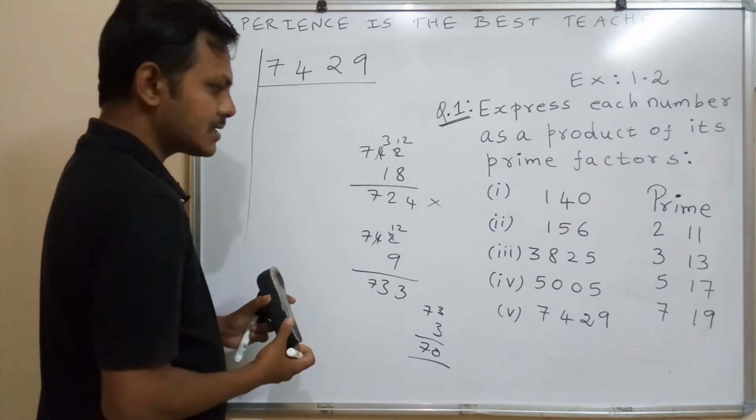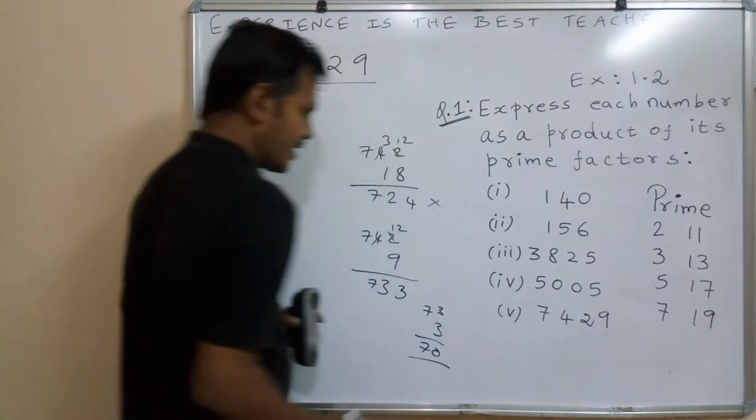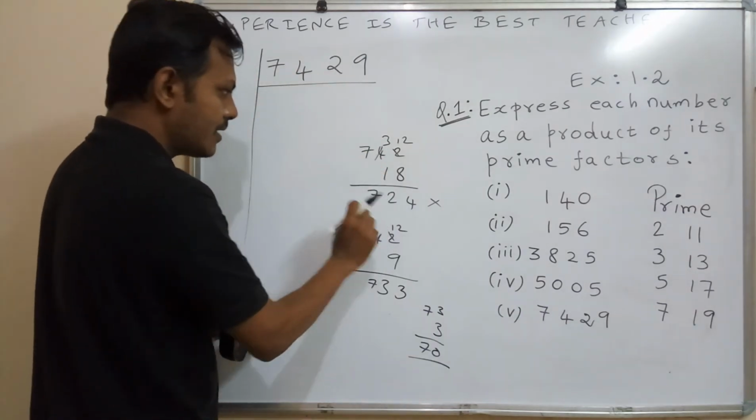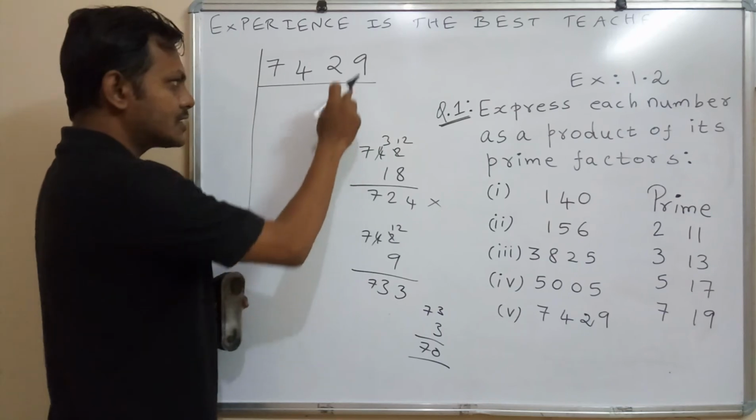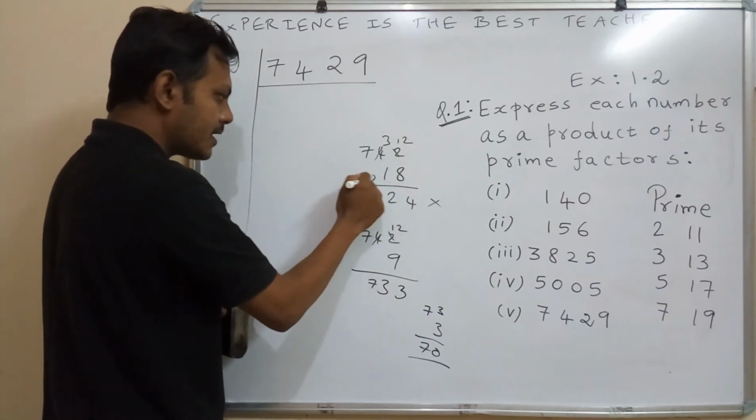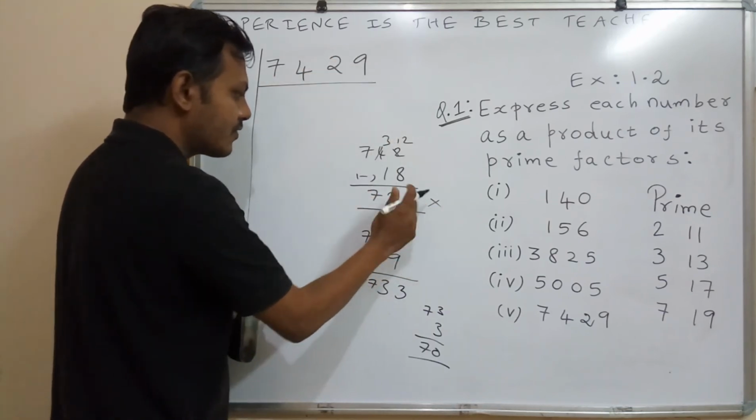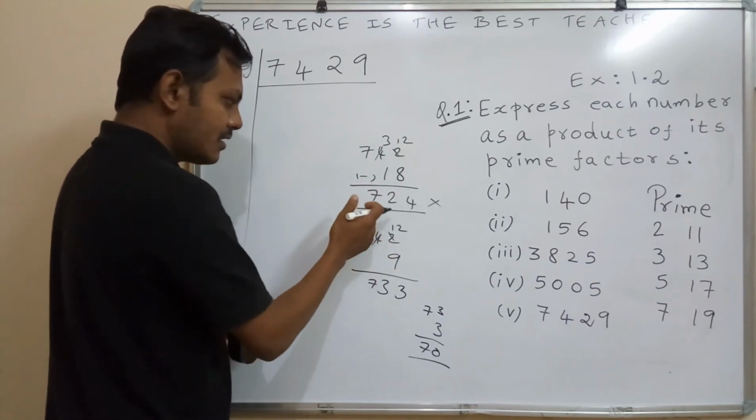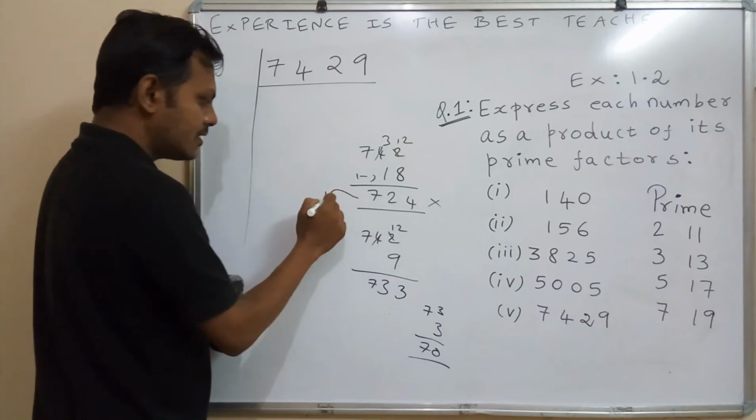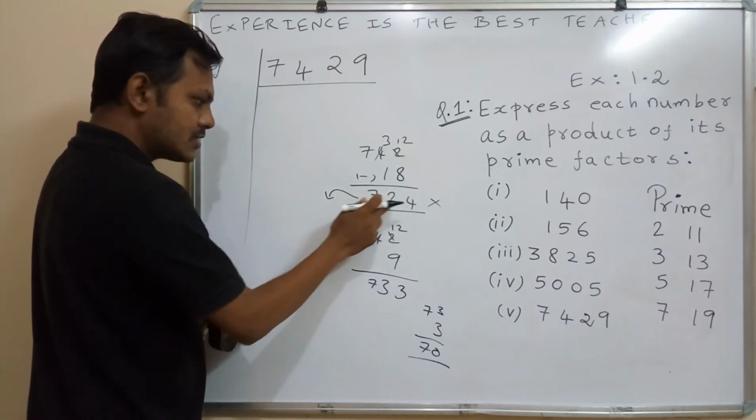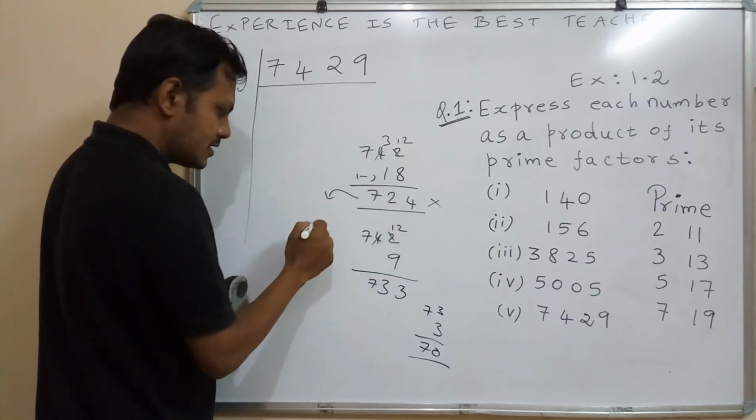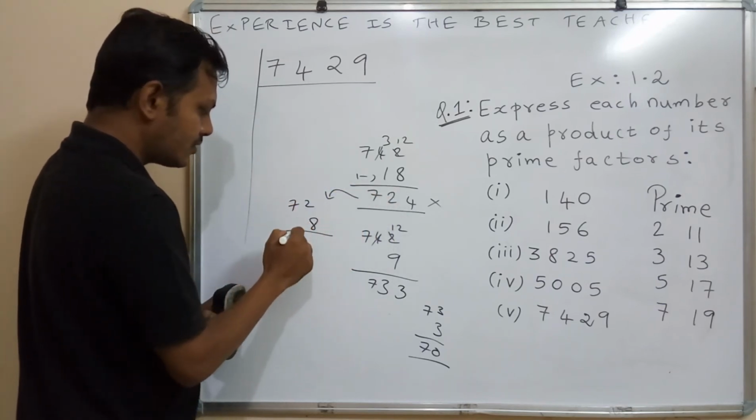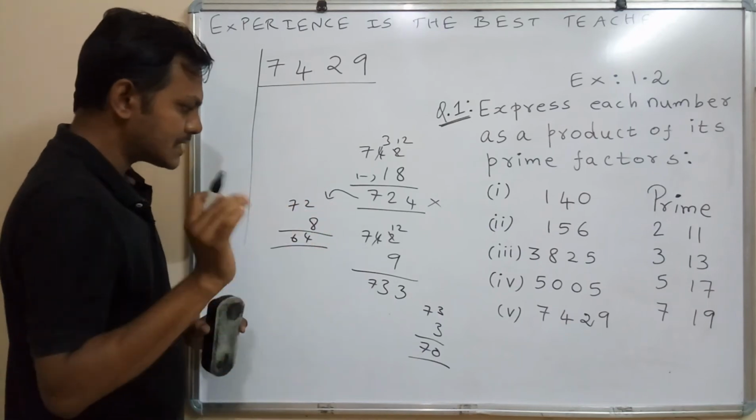The next prime number is 13. See here, the 7429 will not come in 7 table. The divisibility rule for number 7 is twice the last digit and subtract it from the rest of the number. We are getting 724. 724 will not come in 7 table. We can keep doing one more time, twice the last digit and subtract it from the rest of the number. So 72 minus 8 becomes 64, will not come in 7 table.